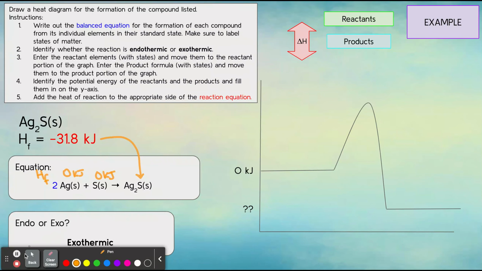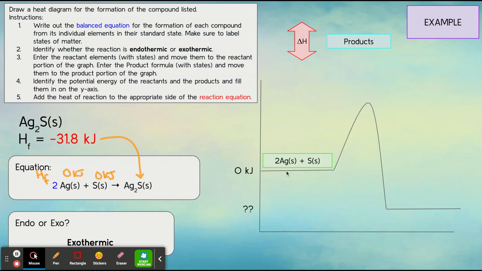Okay. And so I can label on my diagram where my reactants and my products are. And so here are my reactants. My reactants are 2 silver solid plus sulfur solid, and they're starting at 0 kilojoules because these are their standard states. The heat of formation for silver sulfide is negative 31.8 kilojoules, and so that's what we're going to end up labeling on our graph. Here are my reactants, and my product then is that silver sulfide.